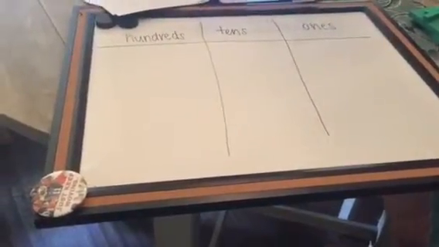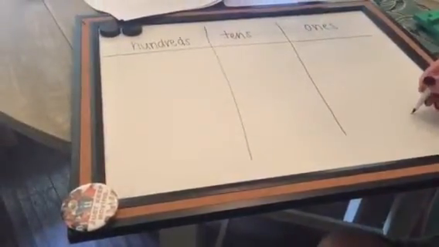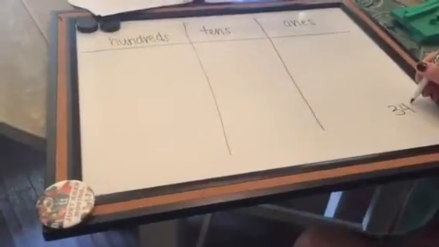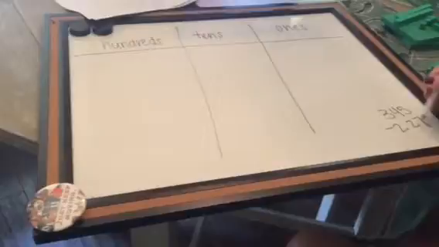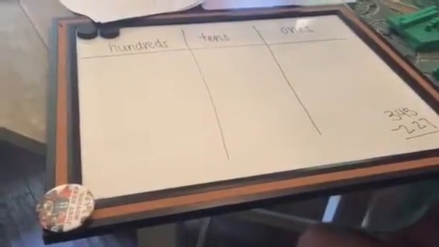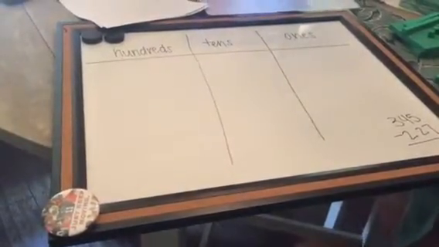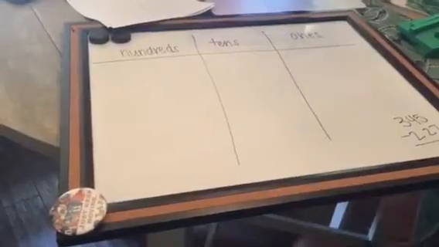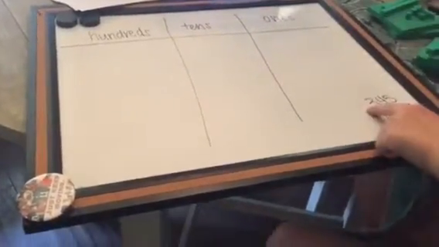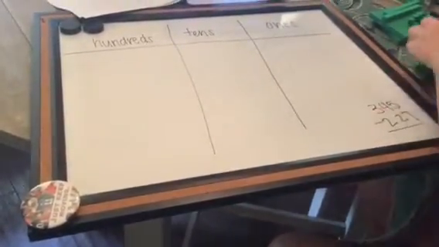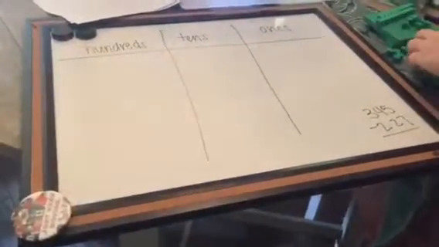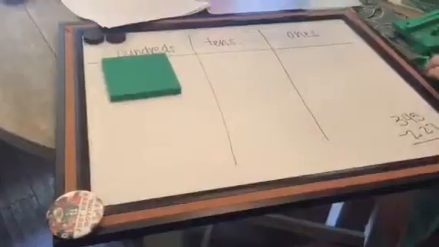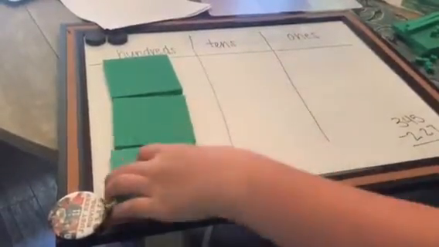The first problem says 345 take away 227. To solve this problem, I'm going to represent the first number, the 3, by using 3 hundreds blocks. 1, 2, 3.